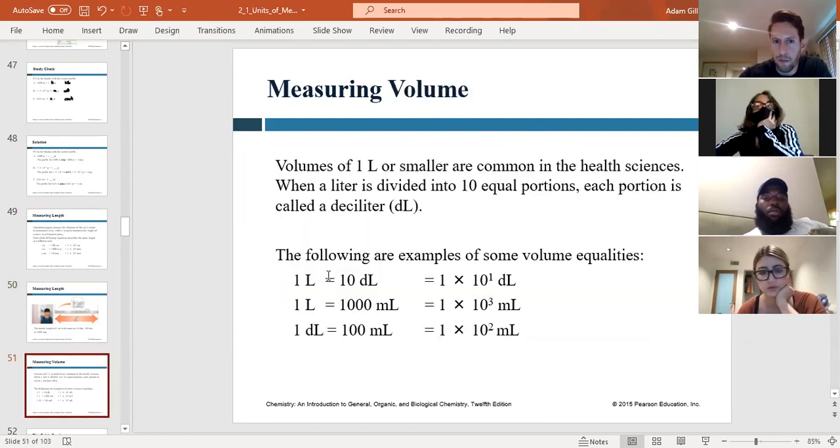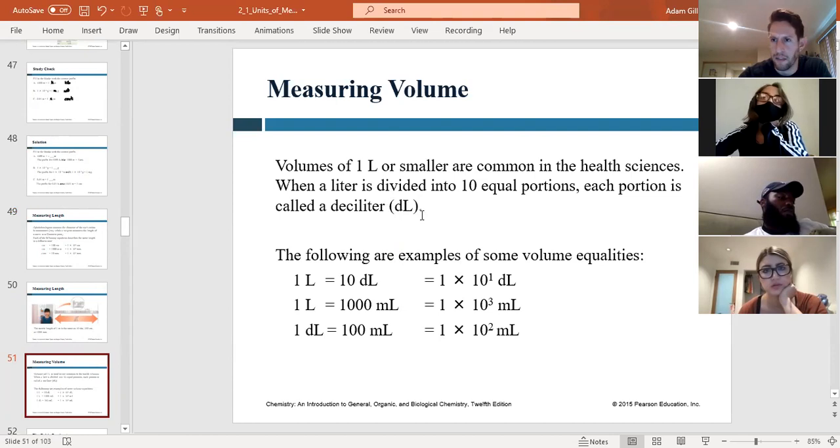Volume can be broken up the same way, right? You have 1 liter is 10 deciliters or 1,000 milliliters. Okay. Deciliter is kind of unique to medicine. I don't know why, but in medicine, they often give blood concentrations in milligrams per deciliter. So if you work in the medical field, you'll see deciliter all the time, but it's not really used much in the other sciences. Not sure why.